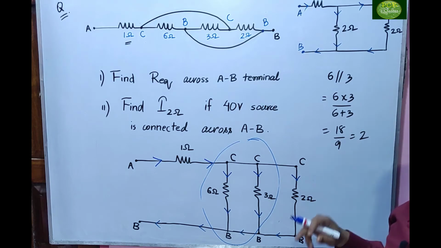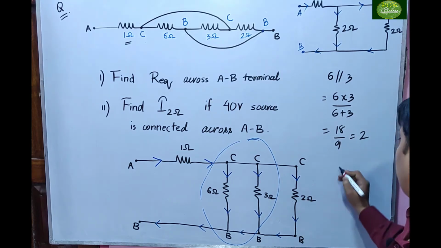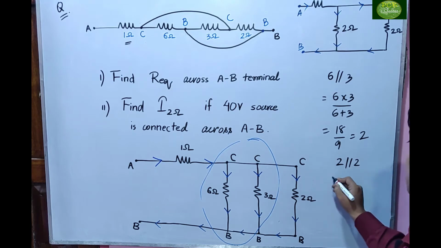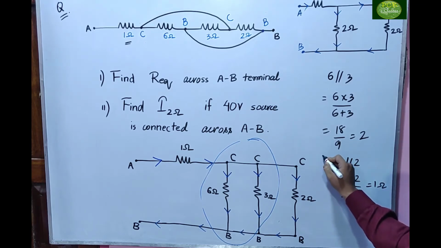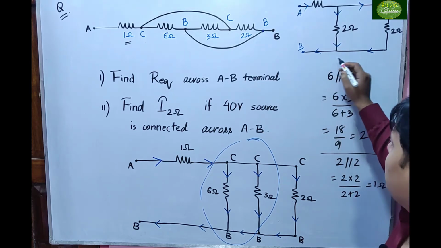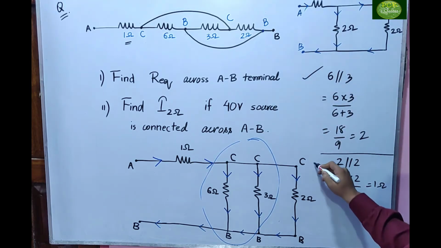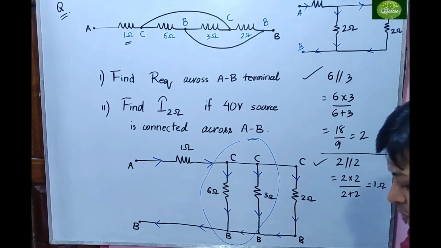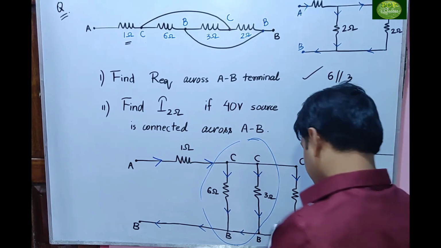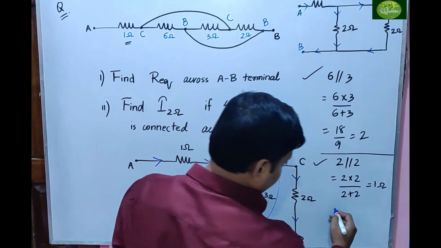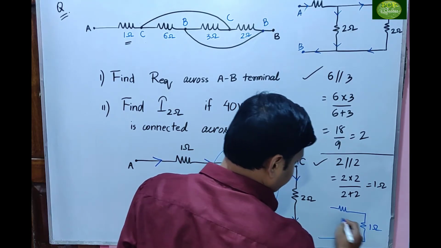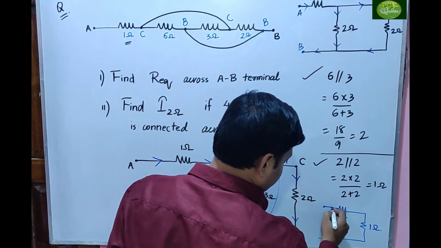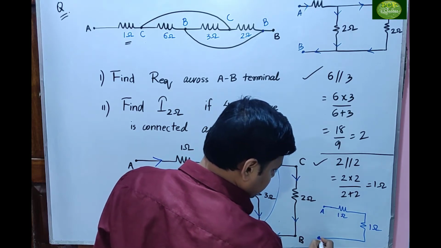Now 2 ohm and 2 ohm are parallel. So if 2 ohm and 2 ohm are parallel, 2 parallel 2, that will be equal to 2 into 2 divided by 2 plus 2, that is equal to 1 ohm. Fine. This is for 6 parallel 3. This is for 2 parallel 2. So what will be the equivalent circuit diagram? 1 ohm. This will be 1 ohm. This is 1 ohm. This is the terminal A. This is the terminal B.